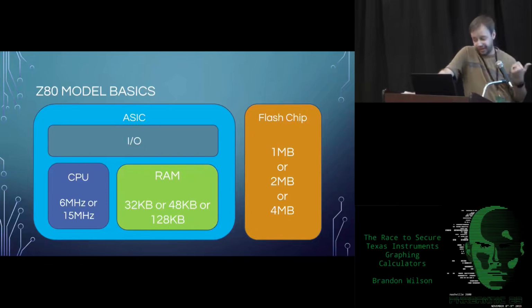Now, this is not 100% accurate because the hardware has changed over the decades. For example, the RAM wasn't always internal to the ASIC. And the ASIC, by the way, is the chip, all this stuff is built into that singular chip. So the RAM wasn't always in there, and neither was the CPU. But this is the most common configuration that you come across.